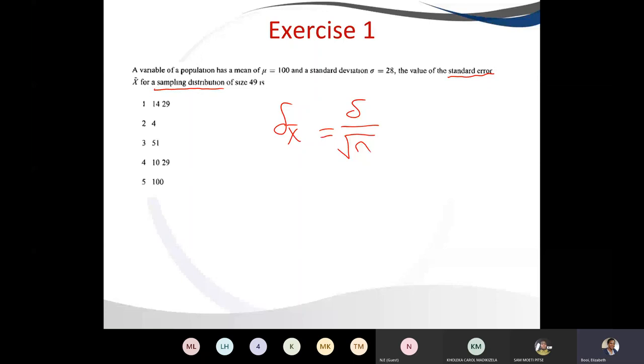Do we have an answer? Ma'am, I think it's number two. Four. Okay, no, let's work it out together. I said the standard deviation is 28. Yes. And then the sample size is 49, so the square root of 49 is 7, and I did the calculation and I got 4. And the answer is 4. Yes. Happy?